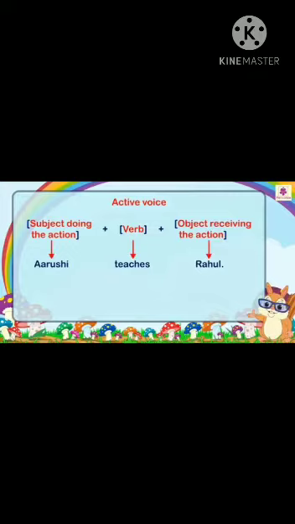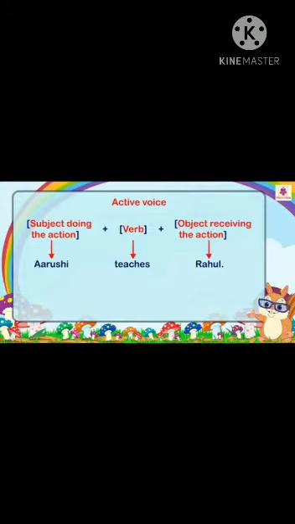Next is Rahul. Arushi teaches Rahul. तो इधर राहुल क्या है? Object. आरुषि राहुल को पढ़ाती है. Clear? So, Rahul is the object, receiver of the action. Clear? This is called active voice.